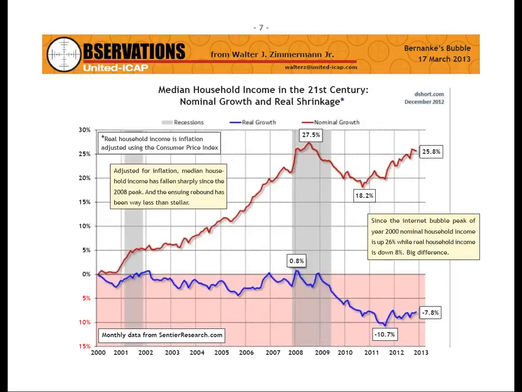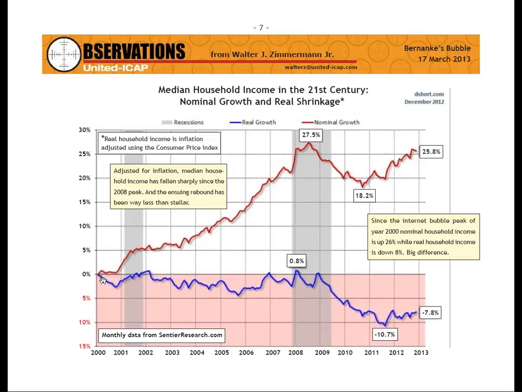Now let's look at median household income, which many would argue is the foundation block of the American dream, that is making more money. And here we're looking at the nominal growth in median household income in red against the real growth adjusted for inflation. And basically, there's been no real growth.